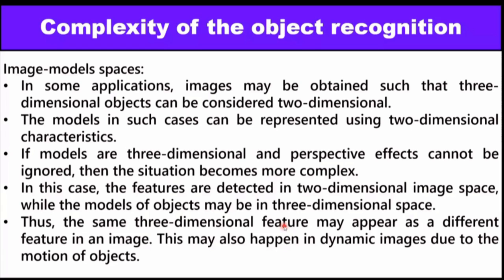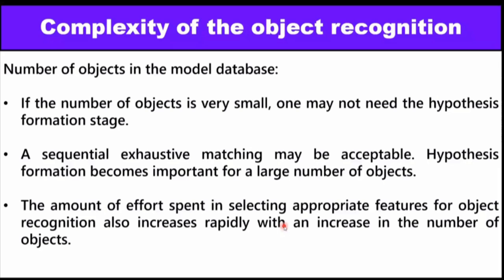Another part: how many objects are there in the model database? If you have a huge database system, then it will take time to verify, because this verification is a sequential process. The matching becomes exhaustive if I have a larger number of objects to be matched. So the problem is that it will increase time. On the contrary, in robotics vision, we need real time operation, that is dynamic operation, because our next operations depend on that.